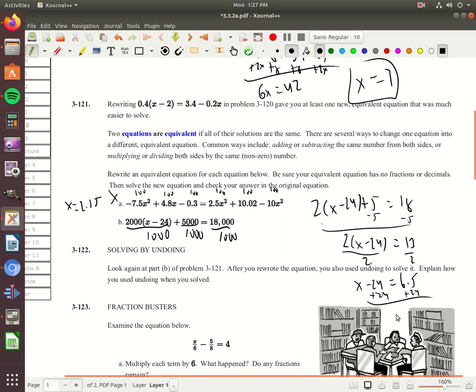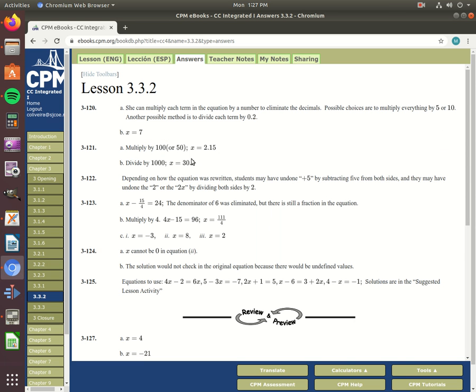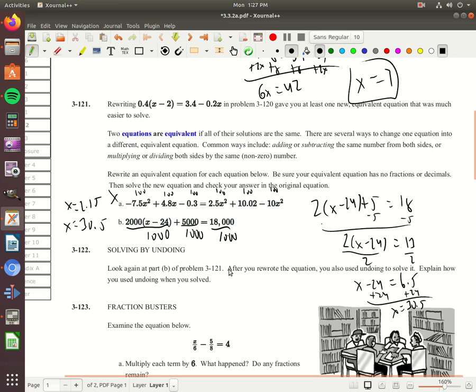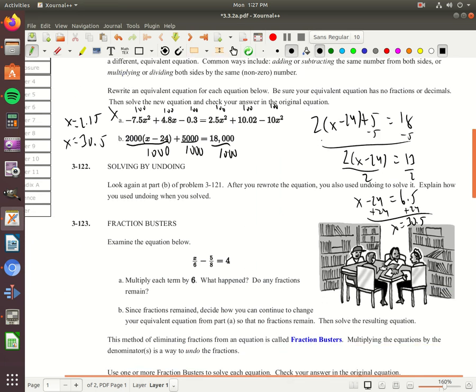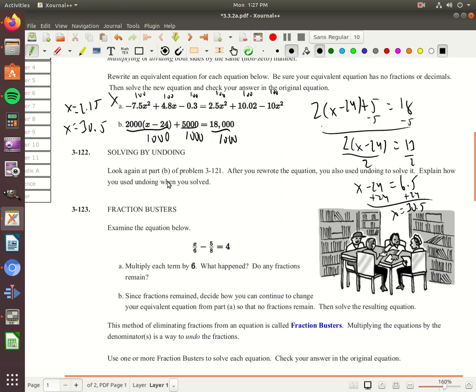And I'm getting x equals 30.5. So again, let me jump over real quick and make sure, just because I'm not used to this book giving us so many answers that don't work out evenly, but there you go, there's our 30.5, so it worked out fine. All right, so solving by undoing, look again at part B of problem 3, 121.